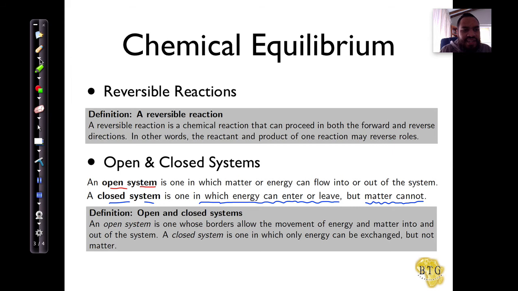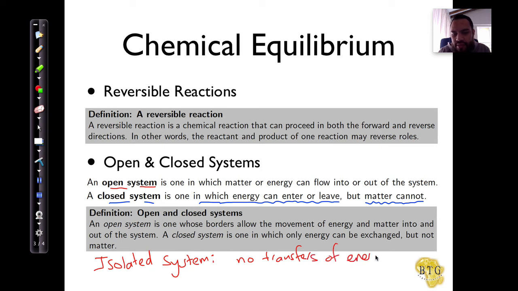Now, what's not on the slides here is what we call an isolated system, and let's just add that quickly. I'm going to give you the definition and you can take it down. An isolated system is really the opposite of a closed system. It means no matter in, no matter out, and no energy in and no energy out. So no transfers of energy or matter. That's really what an isolated system is.